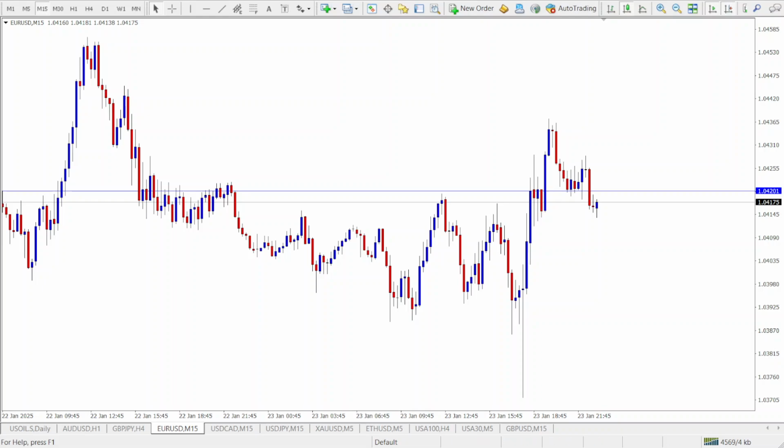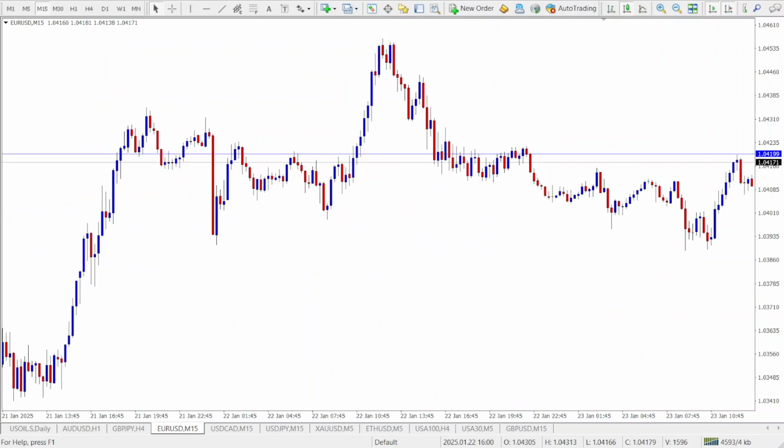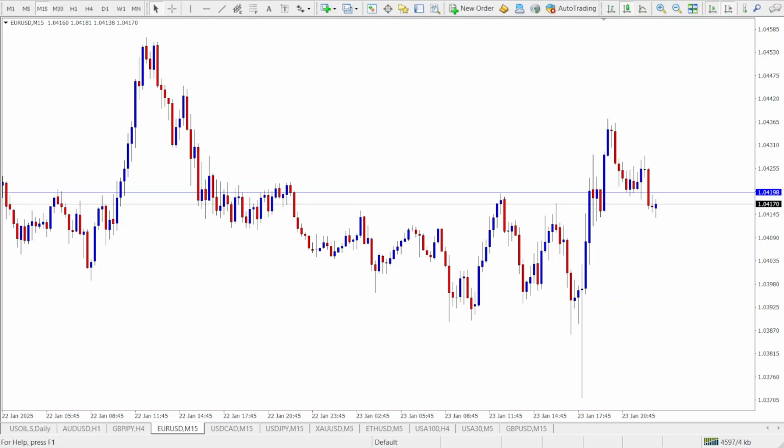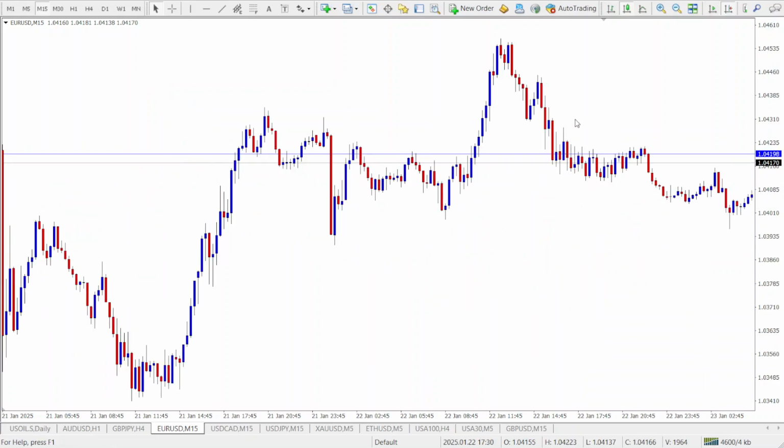Let us just begin with the basics. So what is supply and demand in trading? Supply zones represent areas where sellers outnumber buyers. In simple terms, that is what we refer to as a supply zone. On the other hand, demand zones are areas where buyers outweigh or overpower sellers, pushing the price higher.